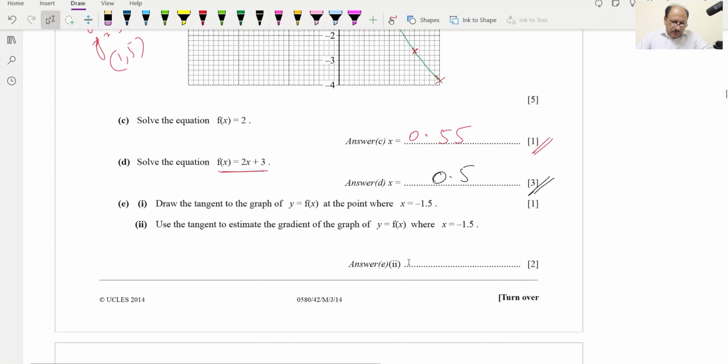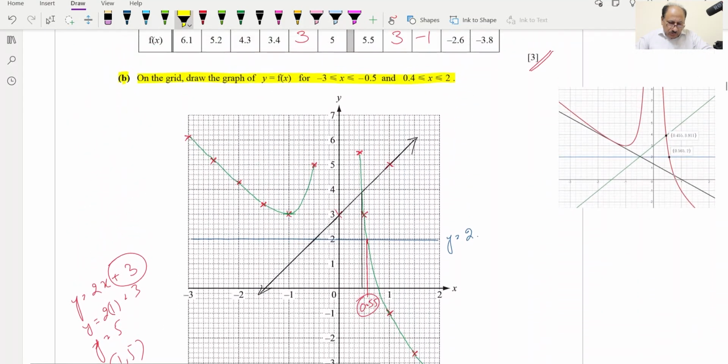For this one we have already drawn the line over here, and we have done this. Now draw the tangent to the graph, part E. Part E 1: draw the tangent to the graph of y is equal to f of x at the point where x is equal to minus 1.5. So x is equal to minus 1.5 is basically this point, so we will draw the tangent at this point. To draw it, I'll change the color and take this red line. This should be a little lower so that we get the tangent only. I think so. This is touching the curve at only one point.